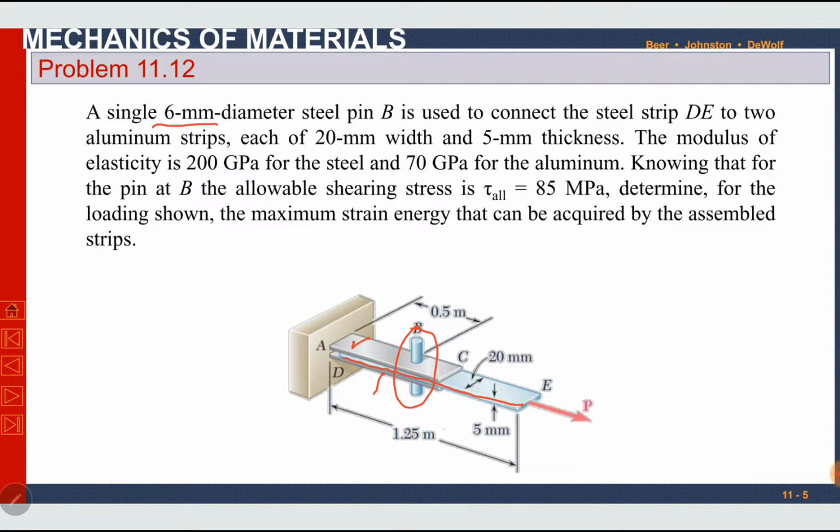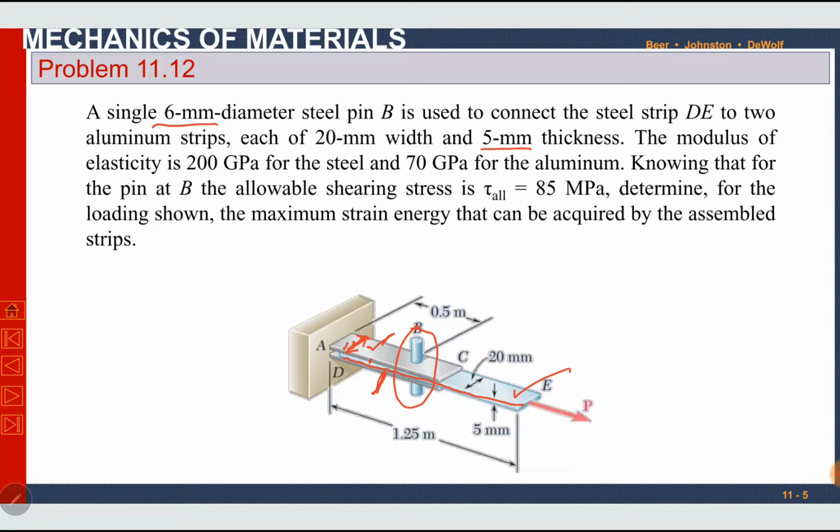Okay, these plates are given as 20 mm wide and 5 mm thick. 20 mm is its width, and thickness in third dimension it is 5 mm. Okay, and length is also given, 0.5 meter. The modulus of elasticity is 200 gigapascal for steel. For this plate it is 200 gigapascal, and 70 gigapascal for aluminum. For these 2 plates it is 70 gigapascal.